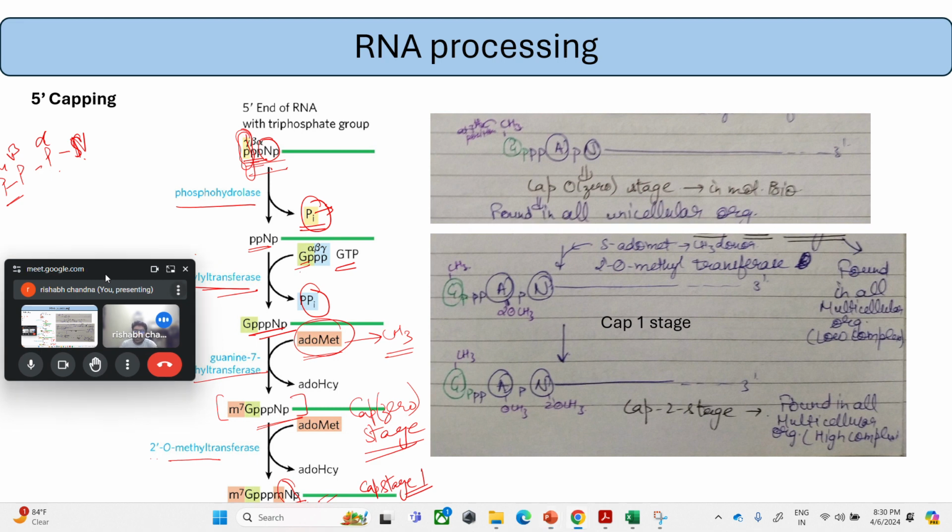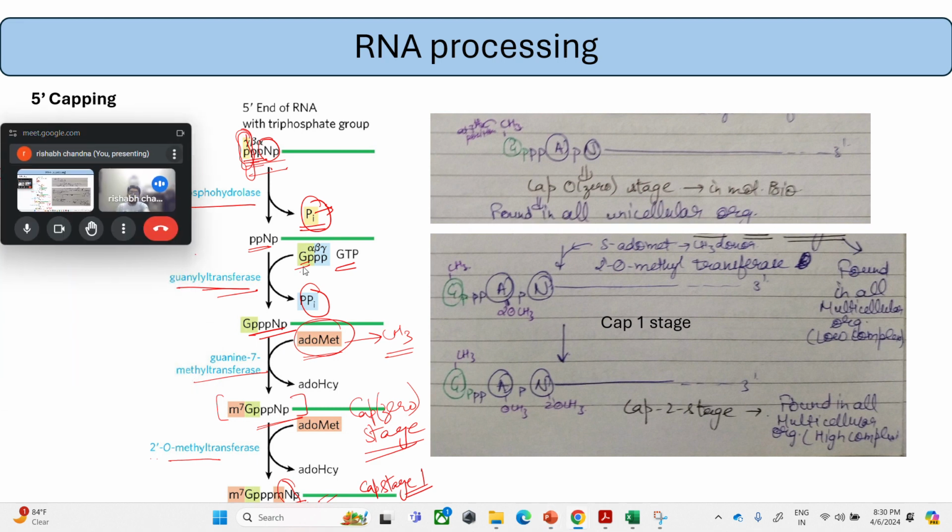So this basically helps in addition of the guanosine monophosphate and linking it to the mRNA chain with the 5' 5' triphosphate linkage. Followed by this, the EDOMET donates its methyl group to the seventh position of the guanine residue using the enzyme guanine 7 methyl transferase. This is the major cap that is formed, and this is the stage 0 of the cap, and this is mostly present in the unicellular organisms.